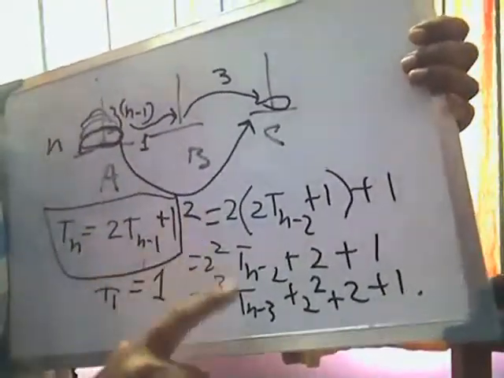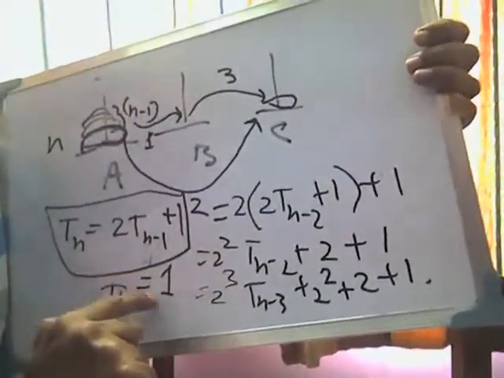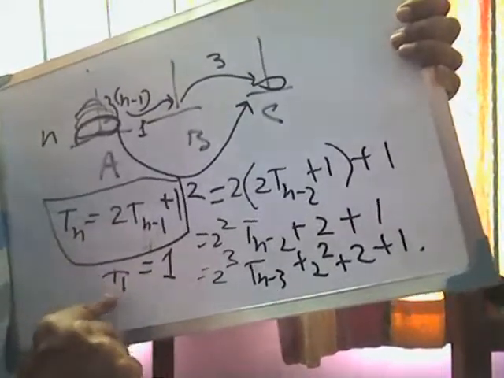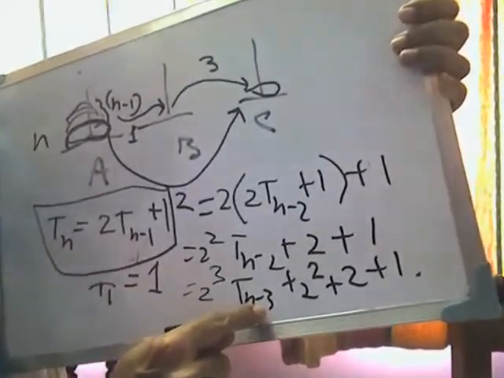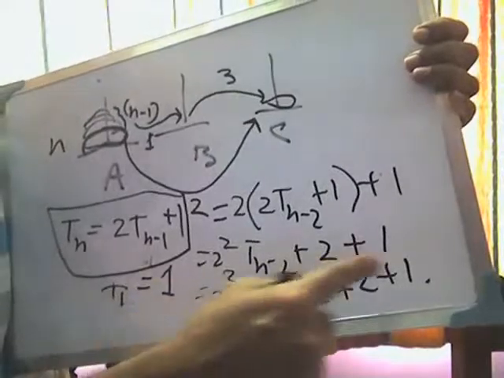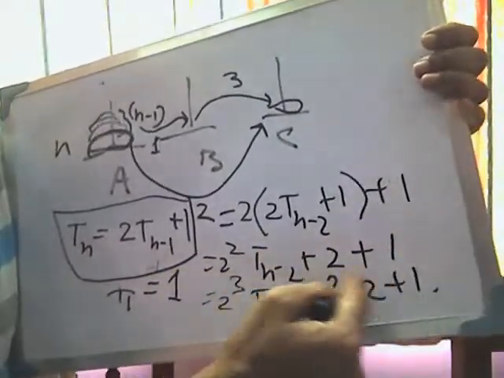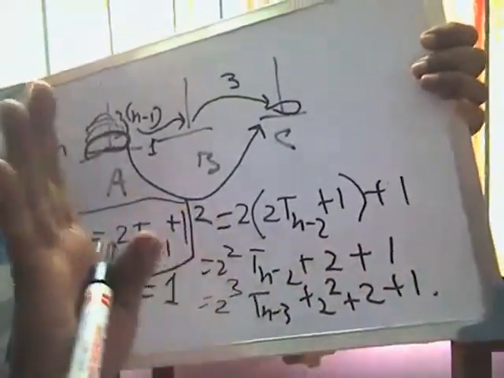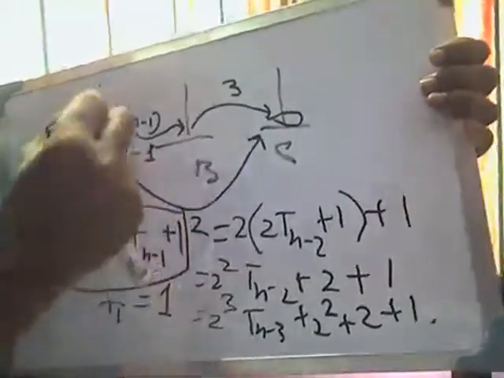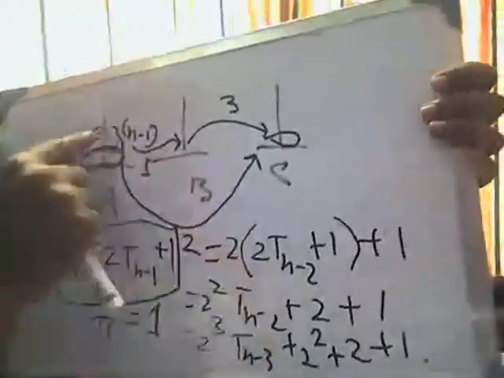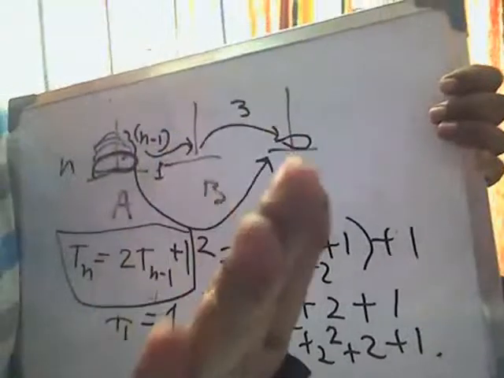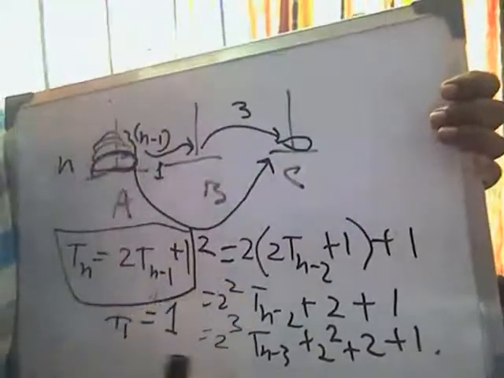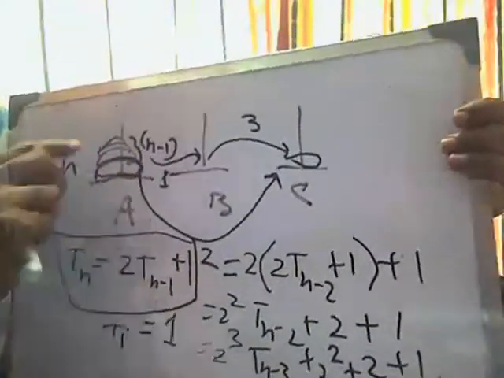This is very easy. Do this up to n. Ultimately, if you reach T 1, then you can get a series. This is a geometric series, and you can find out the result. This can be solved by you. I am not telling you the details.